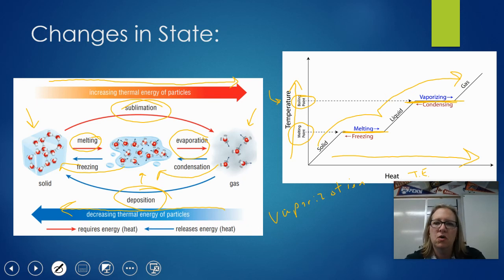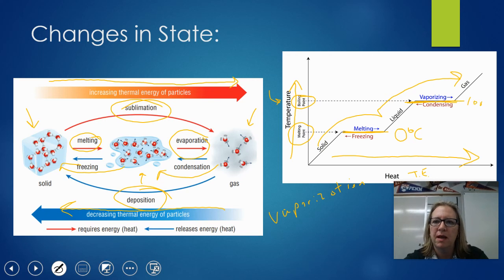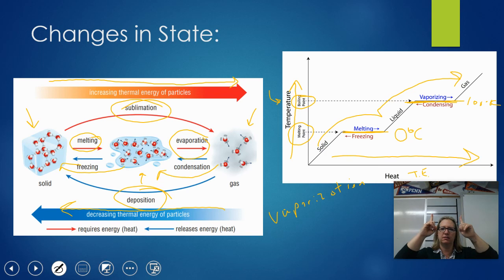Now, it's interesting to note that the freezing point of water is 0 degrees Celsius, but it depends on what's happening to the thermal energy. If the thermal energy is increasing at 0 degrees, that means it's going to be melting. If the thermal energy is decreasing and it's still at 0 degrees, that means it's going to be freezing. So both things can happen right at 0 degrees, just like both of these can happen at 100 degrees. It depends on if you're increasing that thermal energy or that temperature or decreasing it. But the changes in state happen at the exact same temperature, okay?